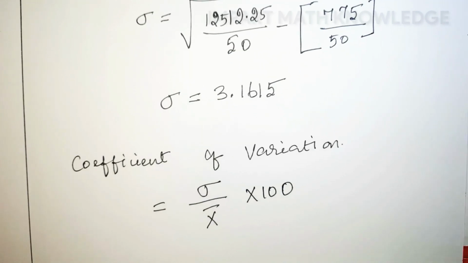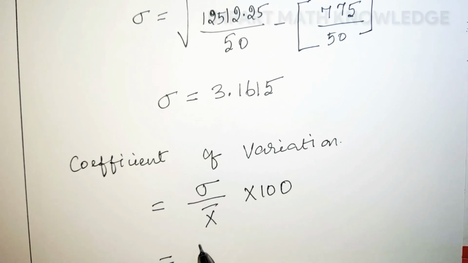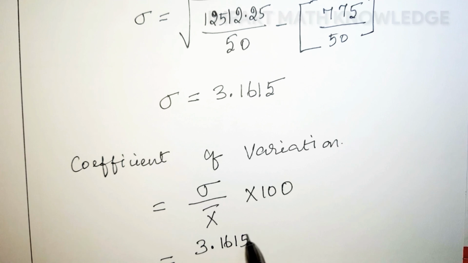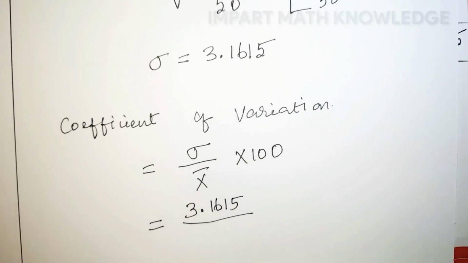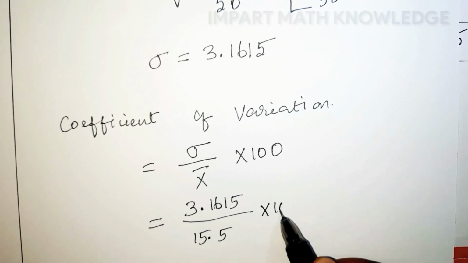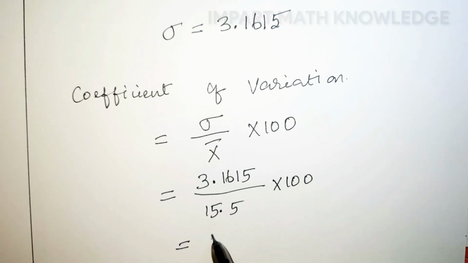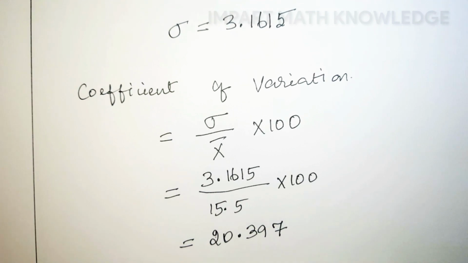Standard deviation is 3.1615. Coefficient of variation is sigma divided by x bar into 100. Sigma is 3.1615 divided by x bar is equal to 15.5 into 100. If you simplify this, you will get 20.397. Here we discuss how to find standard deviation and coefficient of variation for individual series and frequency distribution.